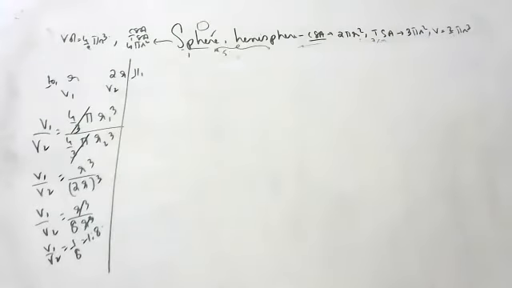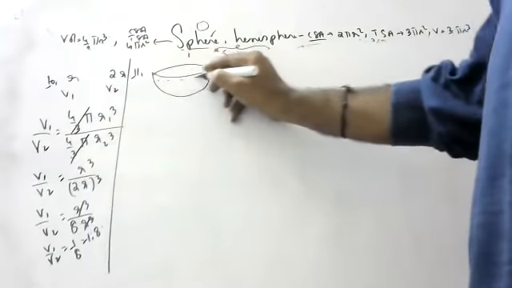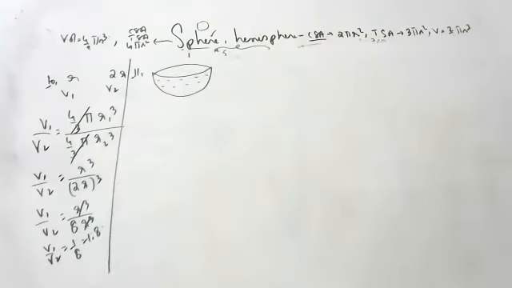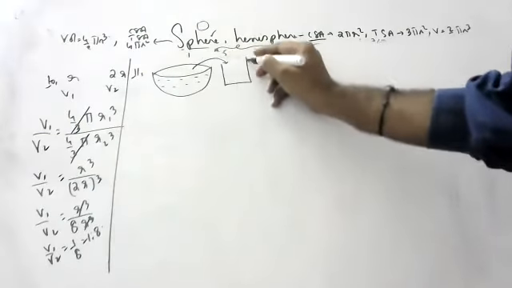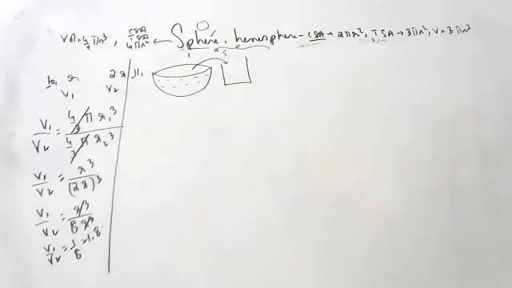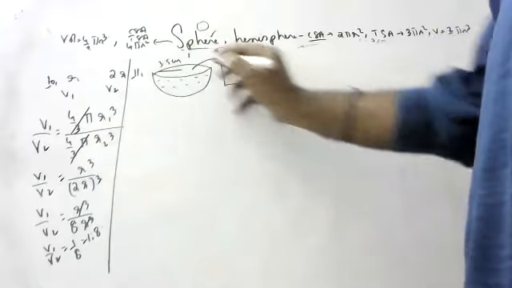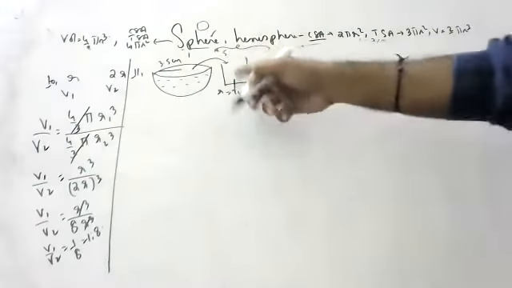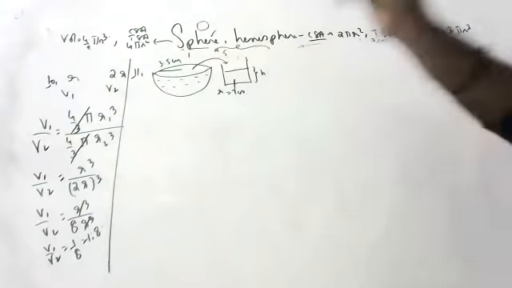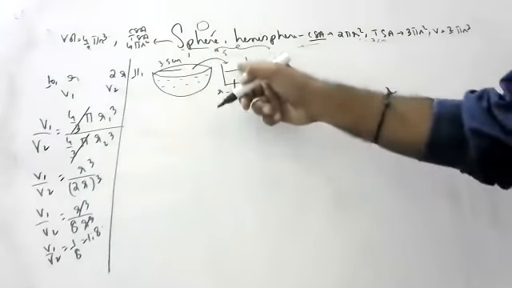Lahari, are you there? Yes, sir. 11th question. A vessel is in the form of a hemispherical bowl full of water. The contents are emptied into a cylinder. Whatever water is there, they kept everything in the cylinder. The internal radius of the bowl is 3.5 centimeters and of the cylinder is 7 centimeters. Once you put all the water in this, what will be the rise in the height of water?